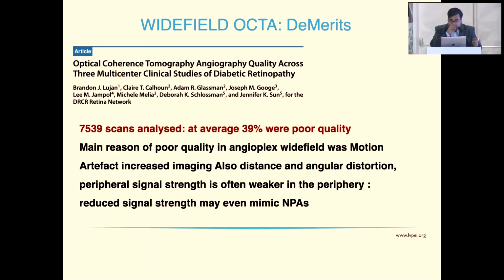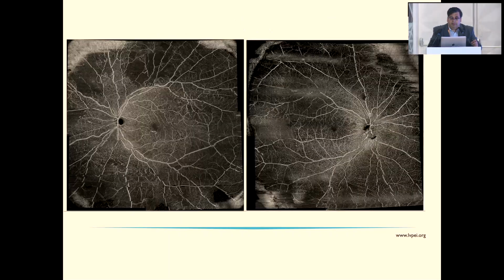Also, this particular study, which analyzed about 7,500 wide field scans, said that sometimes in these peripheral OCT scans we have to be very careful, because the weak signal strength coming from the periphery can actually mimic a non-perfusion area also. So look at this particular OCT scan. If you look at the montage here, what you are seeing is alignment artifact. The vessels are not really aligning well with each other. These are the alignment artifacts that you can see.